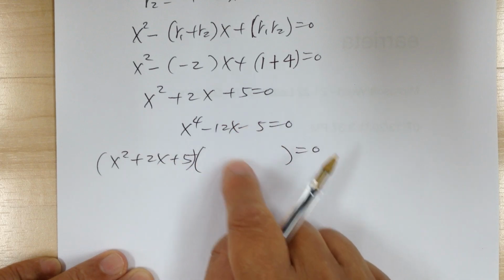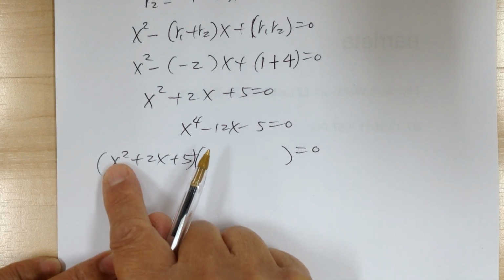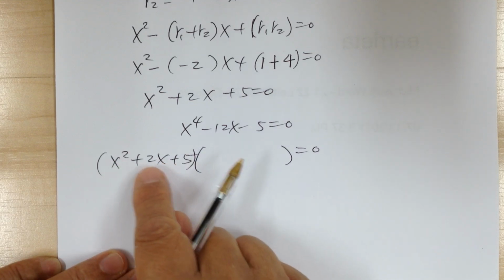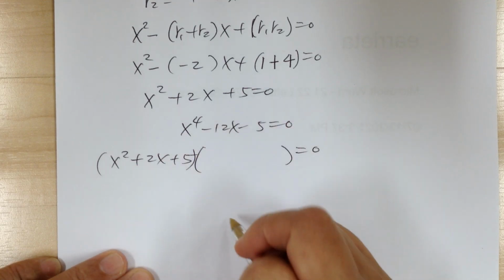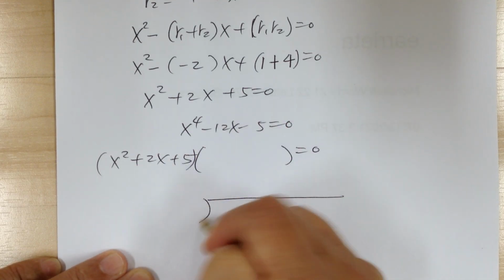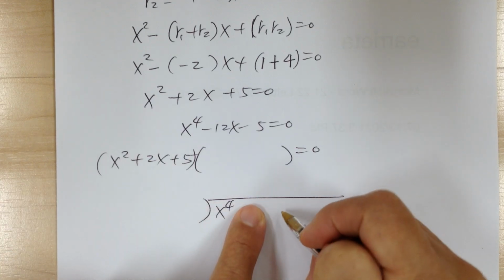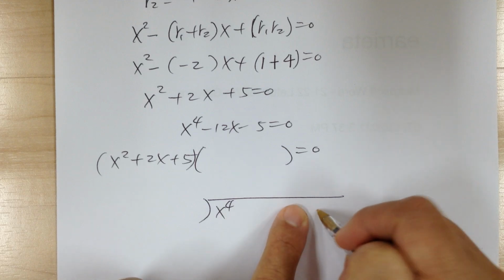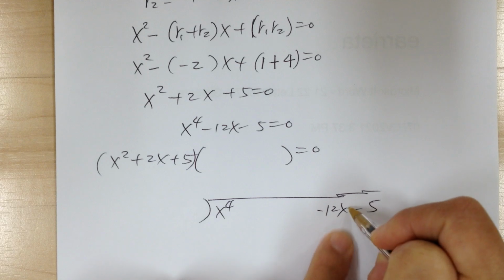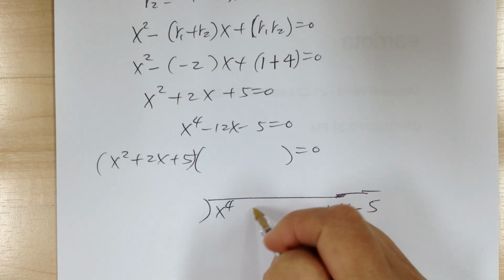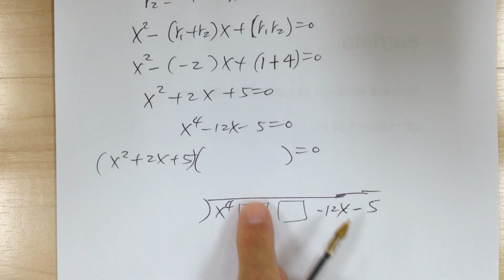So to figure this out, you have to divide: use this divided by this. Now, we cannot use synthetic division because this is a square. So you have to use long division. Write the x to the 4, x to the 3, x to the 2, x to the 1, and 0, so make sure you have spaces over here for the 3 power and 2 power.